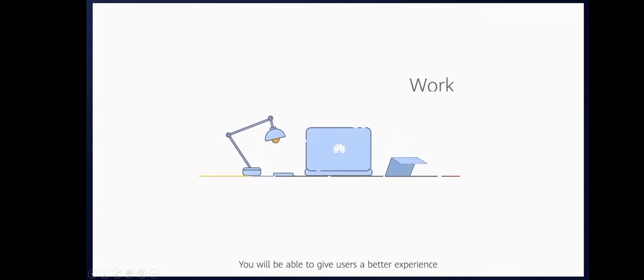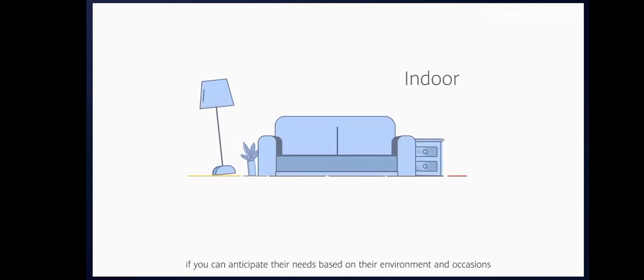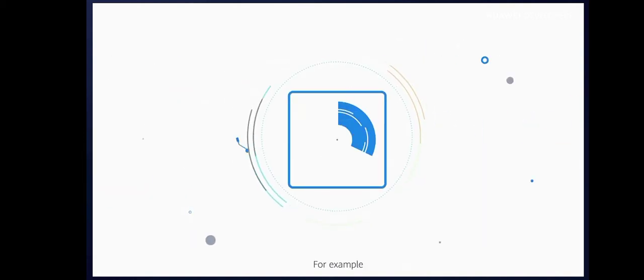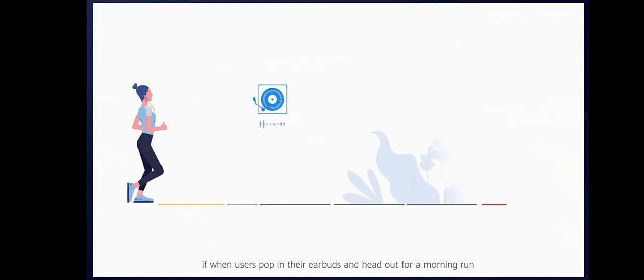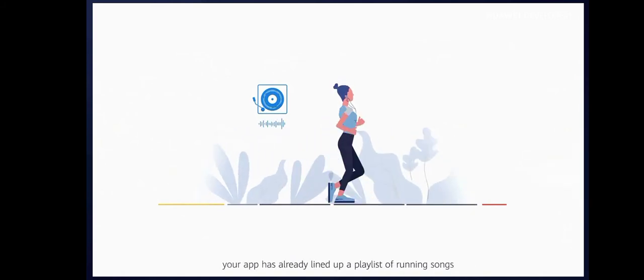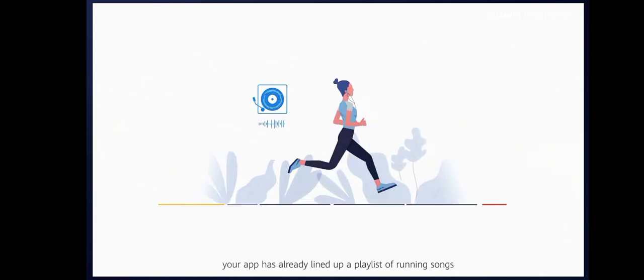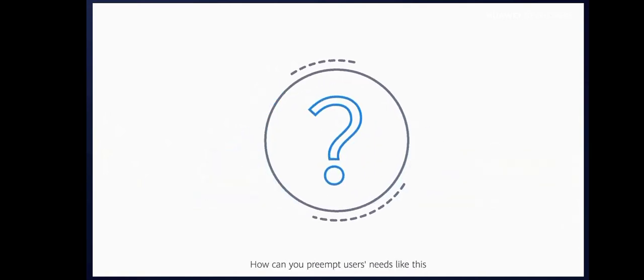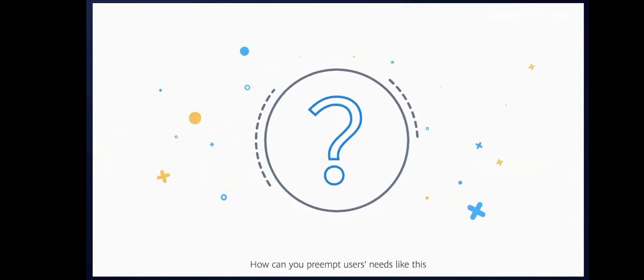Let's see the demo. You will be able to give users a better experience if you can anticipate their needs based on their environment and occasions, and prepare corresponding services for them in advance. For example, if when users pop in their earbuds and head out for a morning run, your app has already lined up a playlist of running songs, they will feel taken care of. How can you preempt users' needs like this?